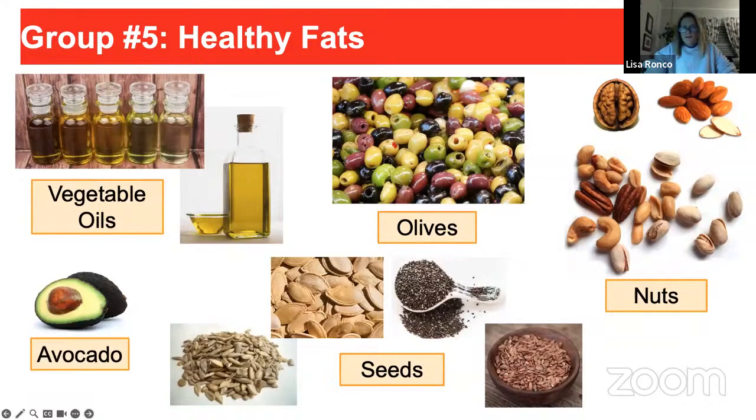Again, we can get our healthy fats from a variety of food sources: seeds, nuts, olives, vegetable oils. Next.